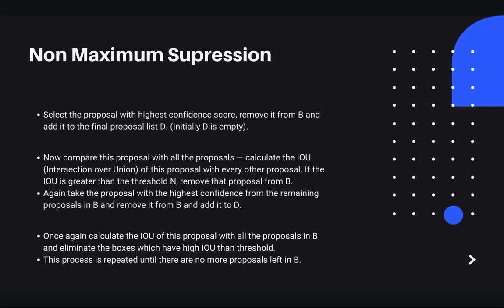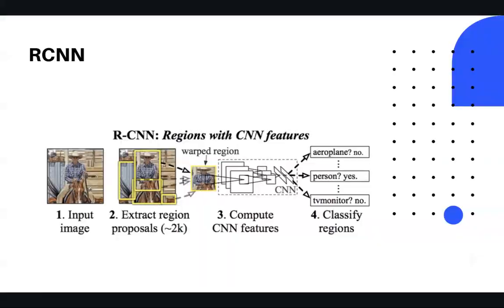Once that is done, we go and find the new highest confidence score object proposal, and we put it in the final list and compare again in the same way with all the other remaining proposals, until we end up with the initial proposal list B being empty, and the list D as the final list of proposals.